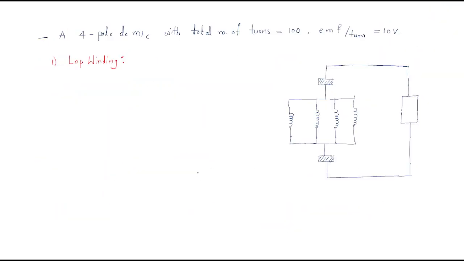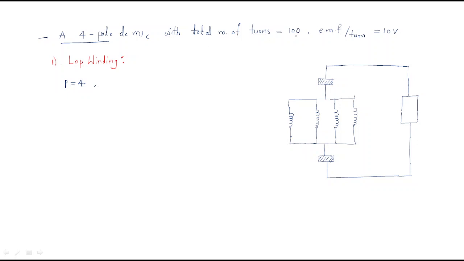In order to understand lap winding and wave winding very easily, we will take an example. Just look here, the example is a four pole DC machine. That machine has the number of poles equal to four.